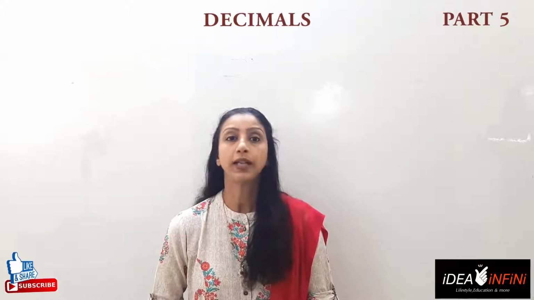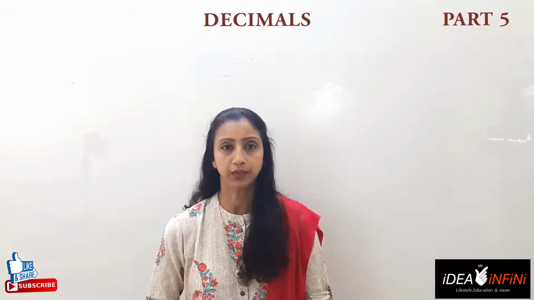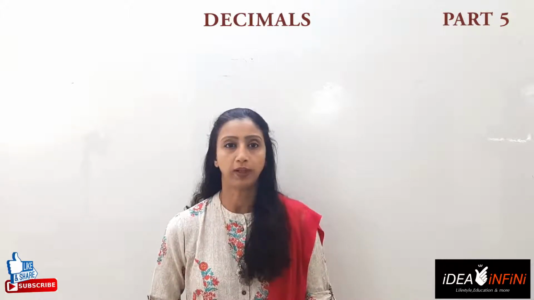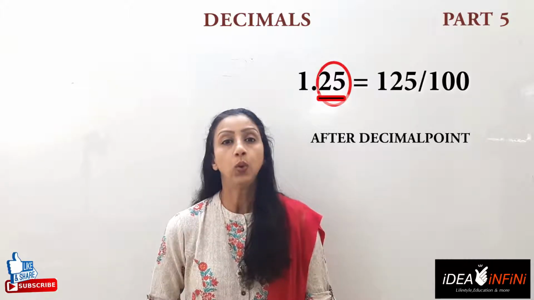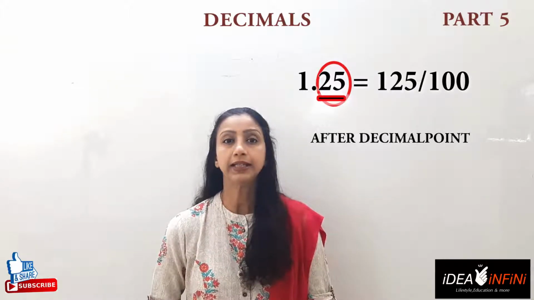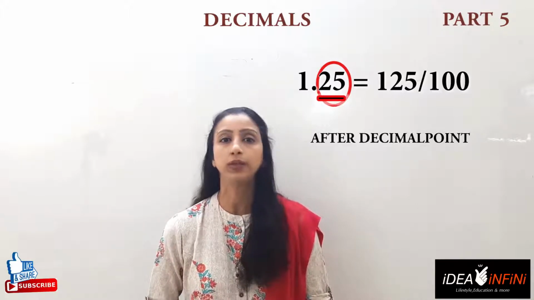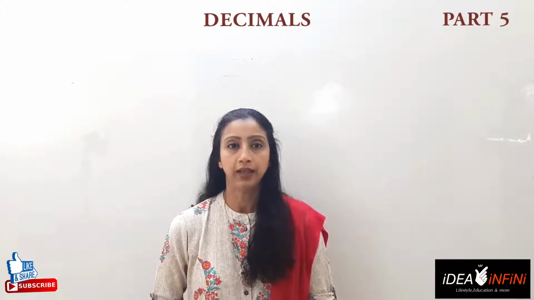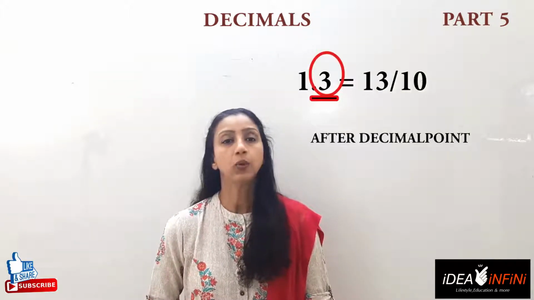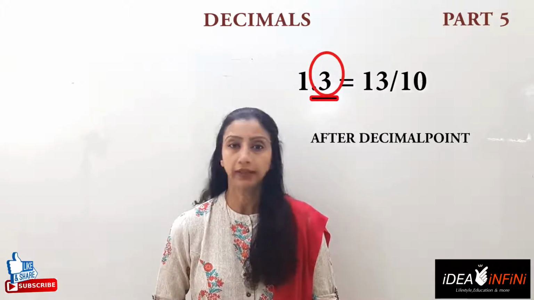Then comes what are decimal places. Decimal places are the number of digits after the decimal point. For instance, in 1.25, 2 and 5 are after the decimal point, so there are two decimal places in 1.25. Another example is 1.3. After the point, there is only one digit, so there is only one decimal place in 1.3.